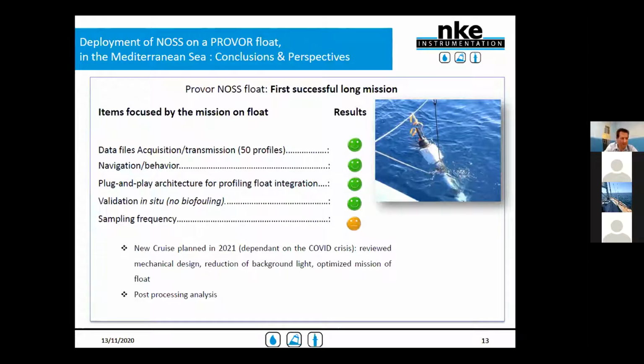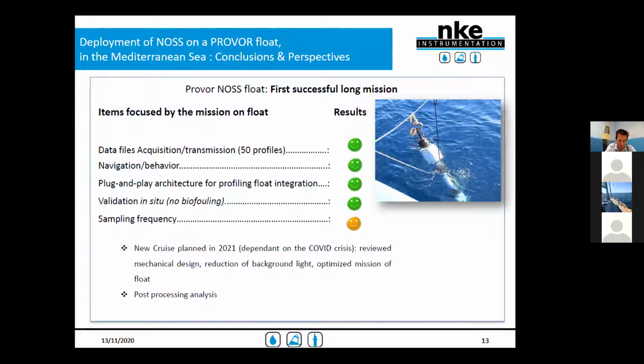So what can we say about the NOSE float and this mission? It's a first successful long mission of the NOSE sensor on a profiling float. The items targeted by the mission on the float are presented in this table. We have very good results. We acquired all data files, and all transmissions have been realized. We have good navigation and behavior of the float.